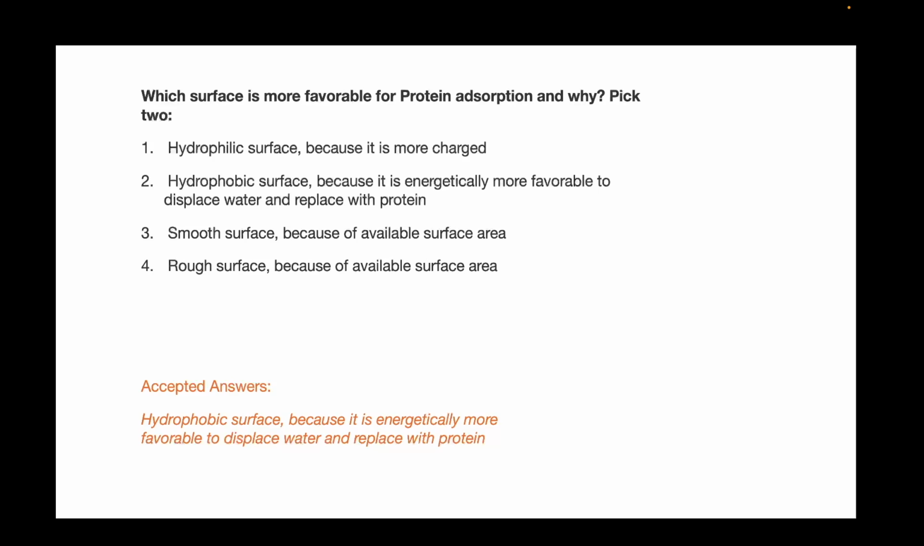Whereas a hydrophilic surface does not allow the proteins to bind, because the outer layers of the proteins mostly interact with this hydrophilic surface, and the hydrophobic core remains stable, which is why it does not get adhered to it. It just interacts and leaves from there. There is not a strong interaction there. Similarly, with a rough surface, there is more available surface area for protein interaction, which is why it is more favorable for protein adsorption. So option 2 and option 4 will be the correct answer here.